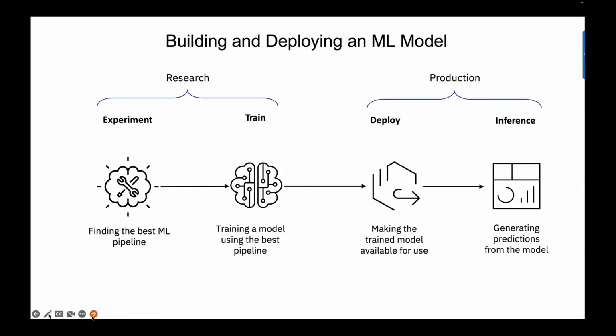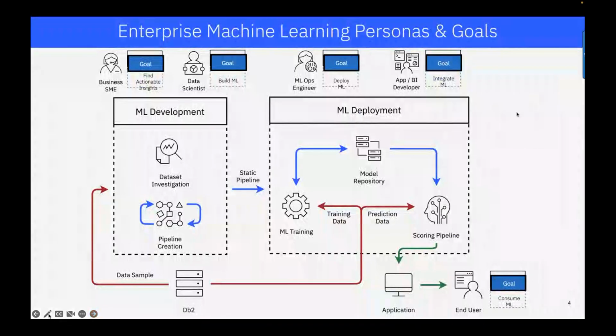Once the model is trained, we also need to find a place for deploying this model, because just creation of the model is not sufficient. We need to make this model available for business users to make use of it. So we also need a solution for deploying it. And finally, once the model has been deployed, the model and the predictions from the model need to be integrated with the business applications.